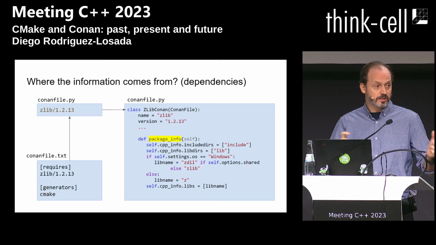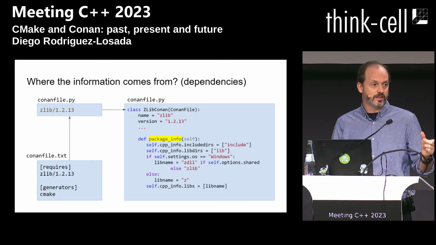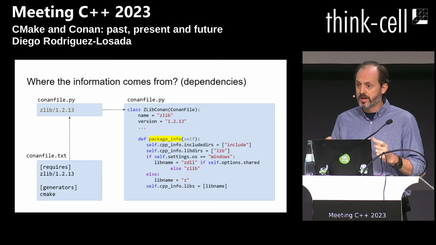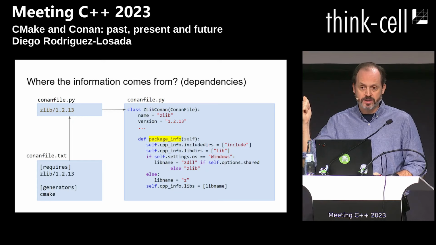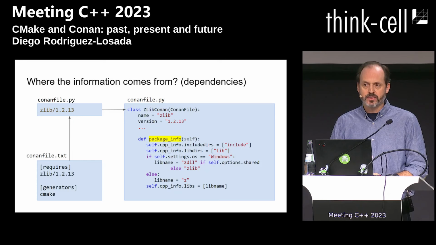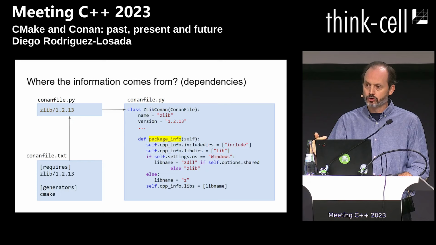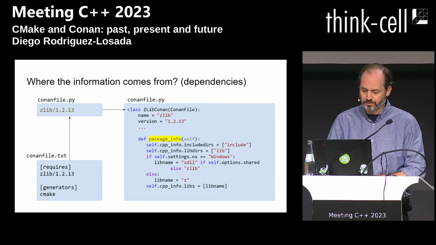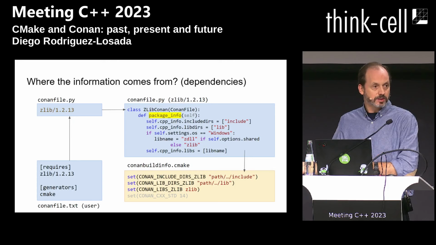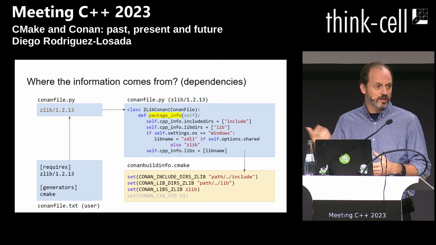If you compile zlib yourself, you will realize that in Windows it's called zlib.dll, or in Linux it's called just z. So the library name is changing based on the system. The recipe is the one responsible for defining that. It's not the consumer that needs to figure out, okay, I'm linking zlib, and then the name will be. No. It's the recipe itself of zlib that defines for its consumers their information. What are the things that it contains? And this information is what is translated to the conanbuildinfo.cmake, in the form of variables that are later activated as include directories or library directories.